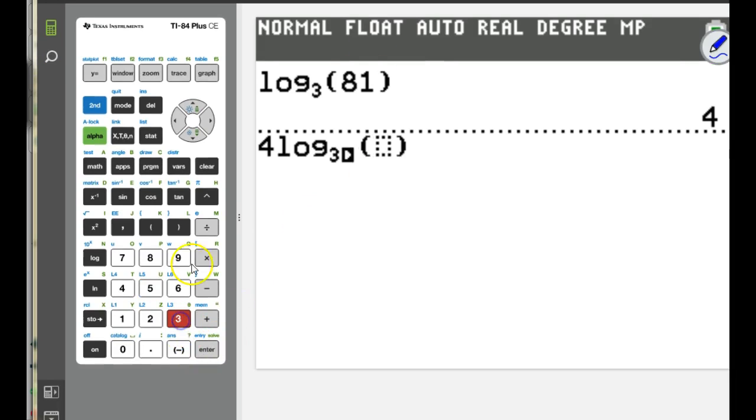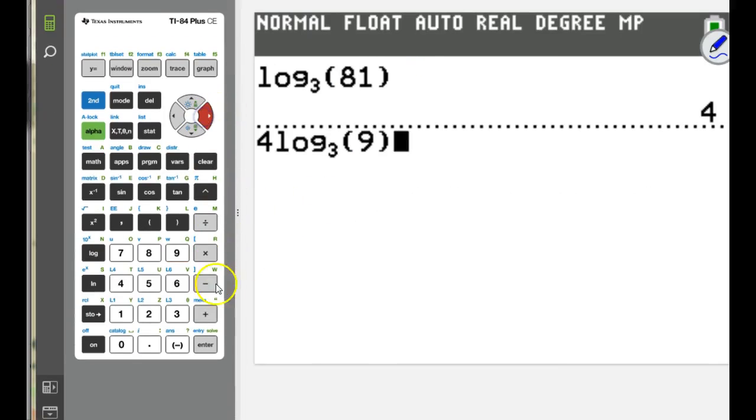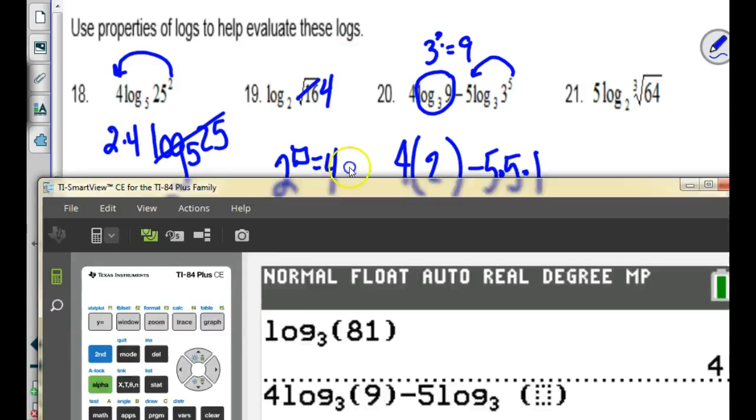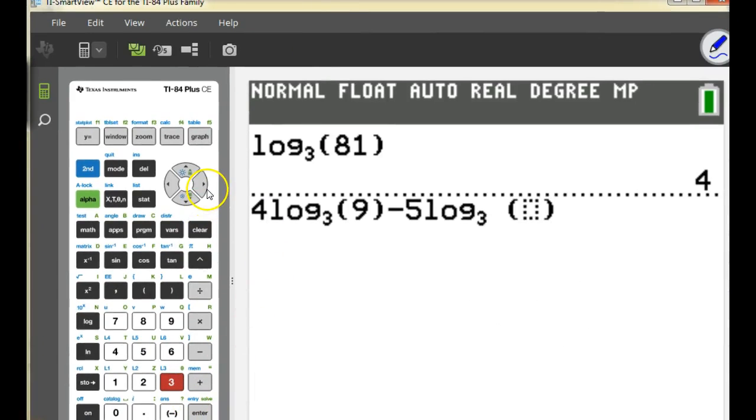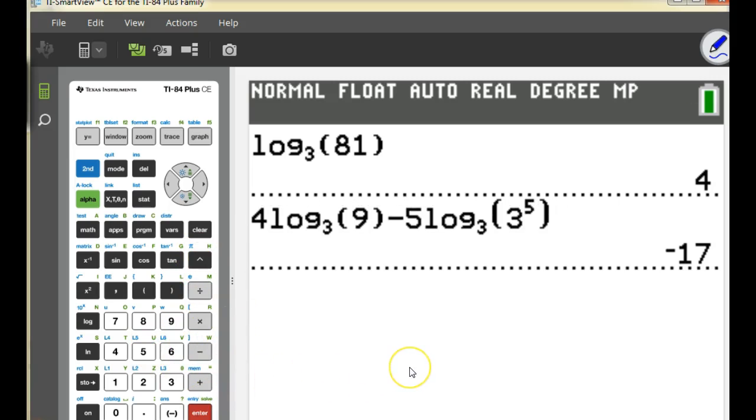No, log base 3 of 9. Okay. Then it was minus 5 log base 3 of 3 to the 5th. So negative 17, okay? So type those in carefully.